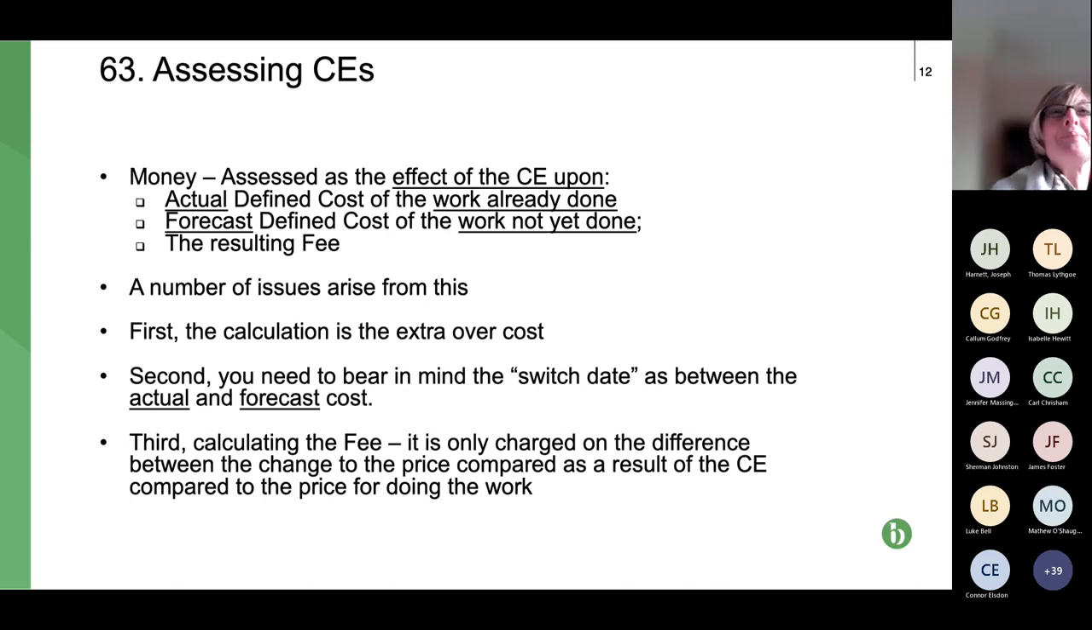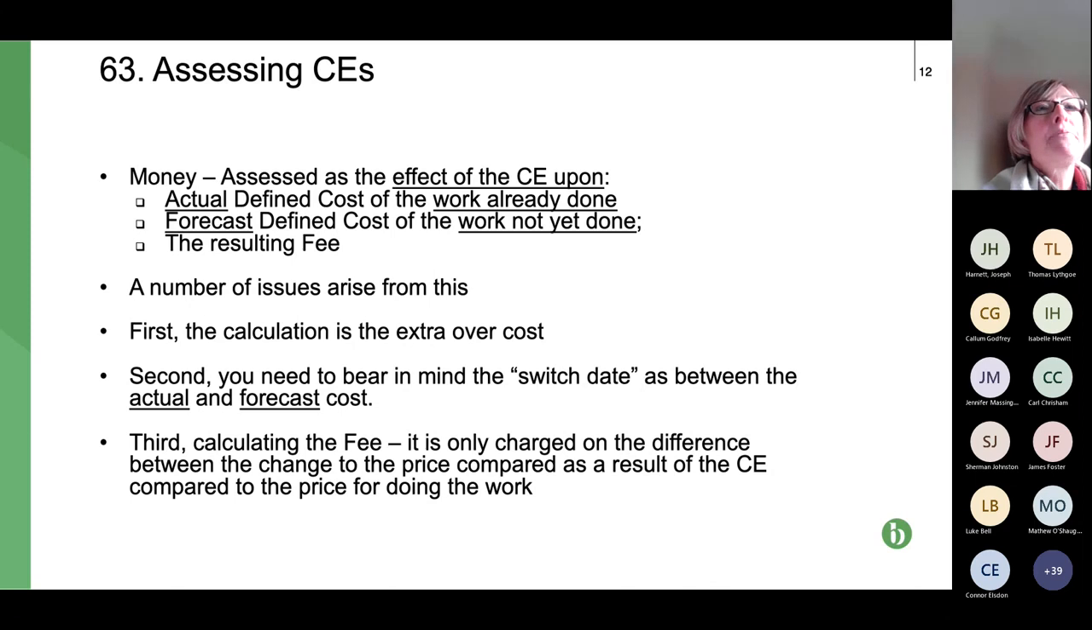The future work not already done, we don't know what that is going to be. It's always going to be a forecast. So therefore, those two elements. And then when we have those costs, you put on the resulting fee. So the fee is a percentage, which is basically overhead and profit. Now, for subcontractors and contractors, the fee percentage goes in the contract data part 2.